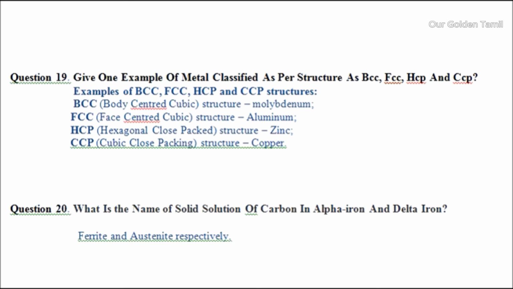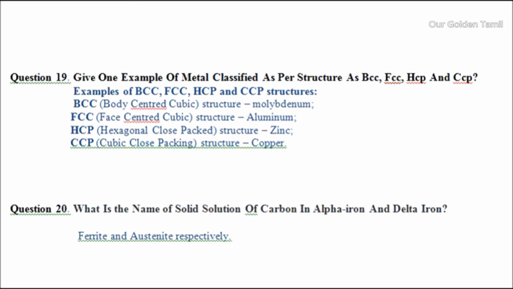Question 19. Give one example of metal classified as per structure as BCC, FCC, HCP and CCP. Examples of BCC, FCC, HCP and CCP structures. BCC, body-centered cubic, structure, molybdenum. FCC, face-centered cubic, structure, aluminum. HCP, hexagonal close-packed, structure, zinc. CCP, cubic close-packing, structure, copper.